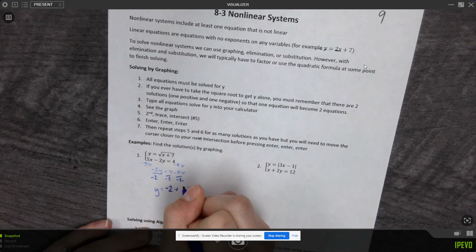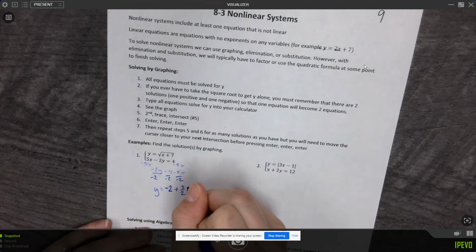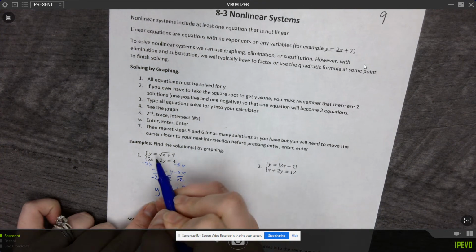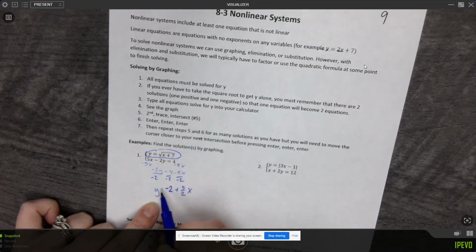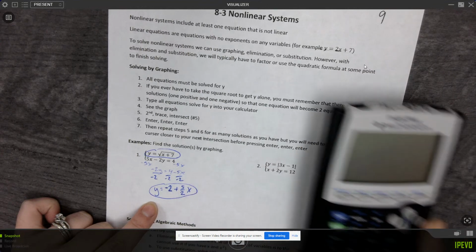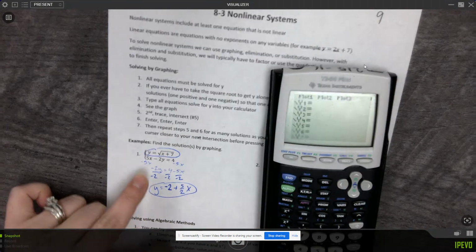Negative divided by negative is a positive. 5 over 2 does not divide or reduce x. So I'm going to type this first one in my calculator and the second one in my calculator. Turn it on, y equals.